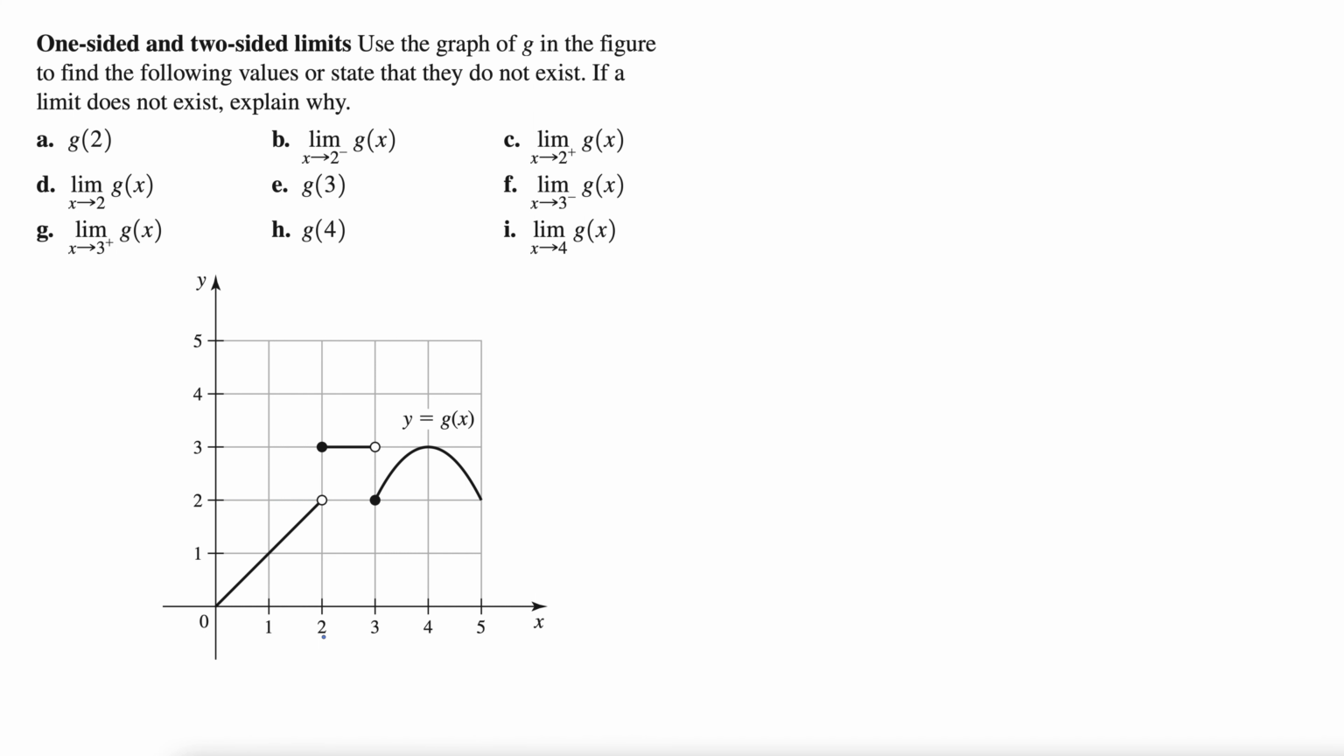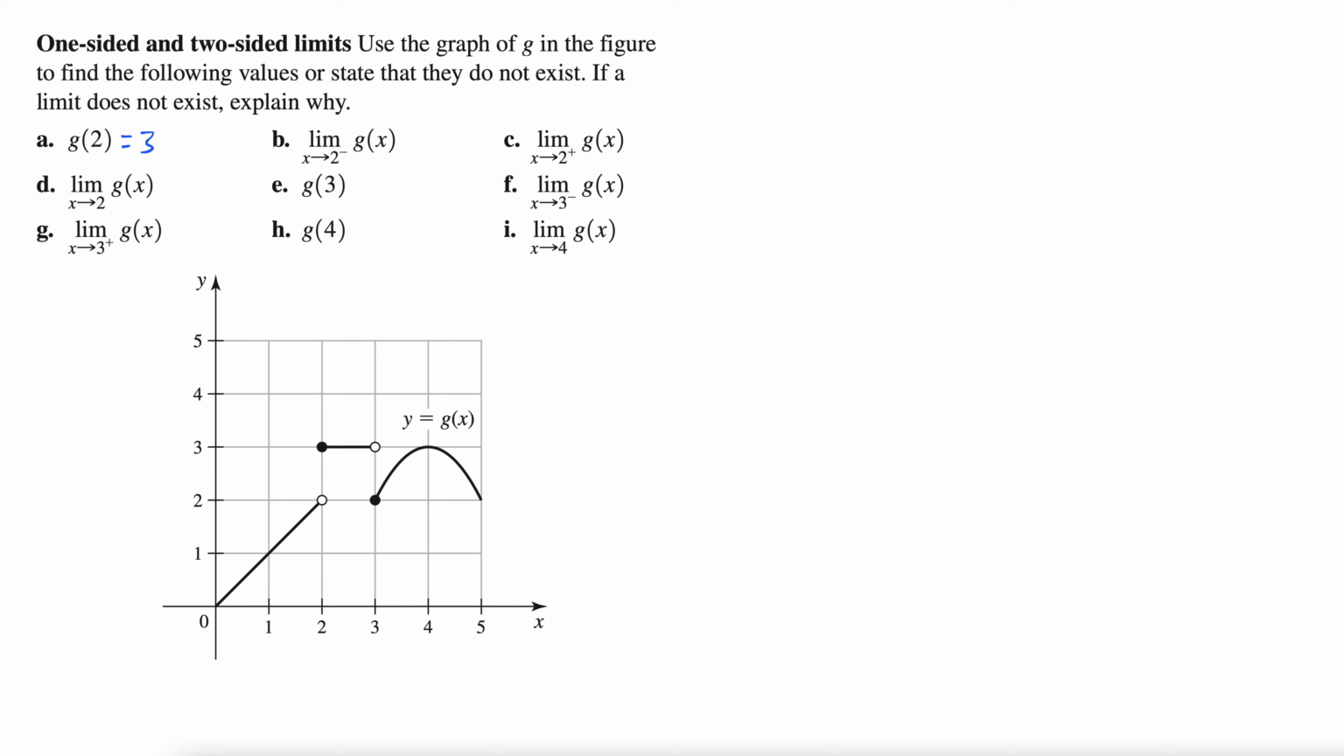Okay, so we're finding 2 on the x-axis, plugging it in, going up, and here's our point. So trace that back over to the y-axis. So x goes in, y goes out. So g of 2 must be 3. Off to a good start.